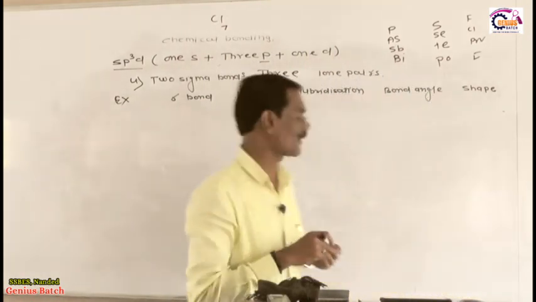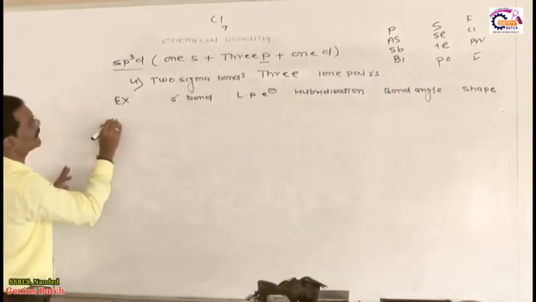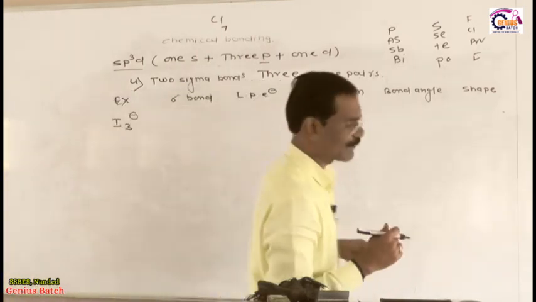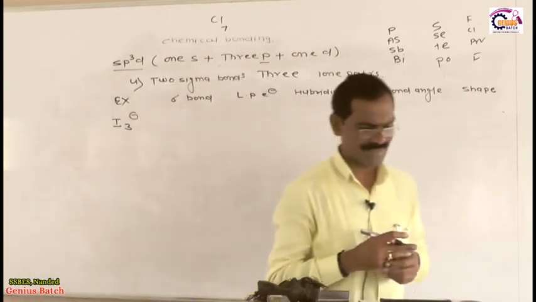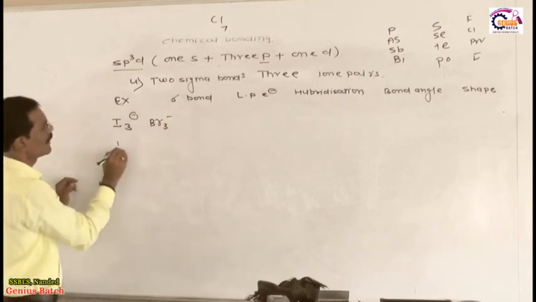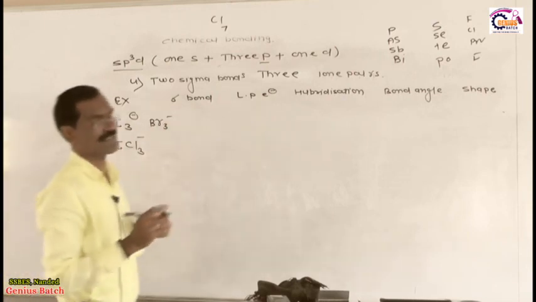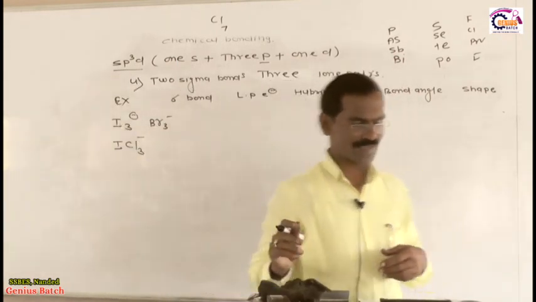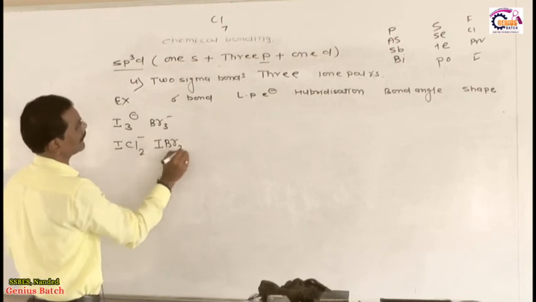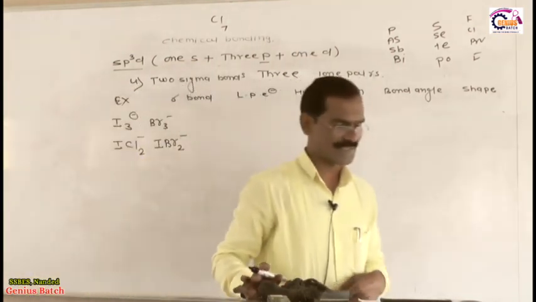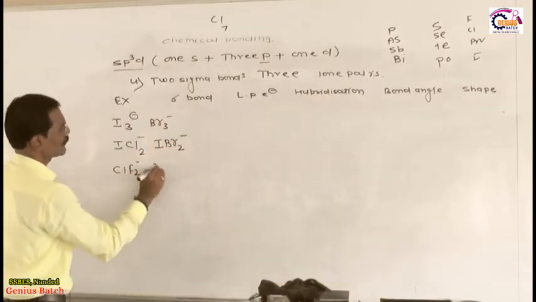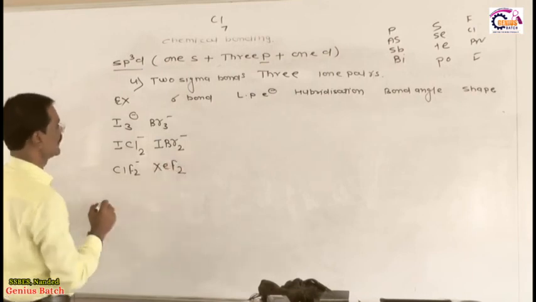Now the best example of this is I3 minus. After that, Br3 minus. Obviously no need to say more about I3 minus and Br3 minus. Then ICl2 minus, after that IBr2 minus, then finally ClF2 minus, and XeF2, xenon difluoride.